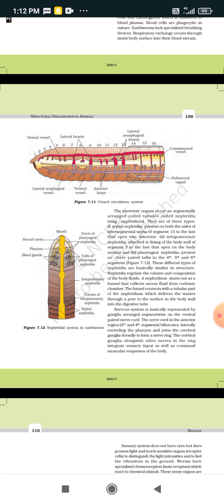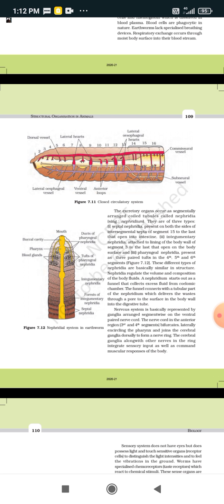Then come integumentary nephridia. These nephridia are attached to the lining of the body wall of segment third up to the last and open on the body surface. So integumentary nephridia open on the body surface, septal nephridia open into the intestine, and the third one is pharyngeal nephridia. It is present in the form of three paired tufts in the segments between third, fifth, and sixth.